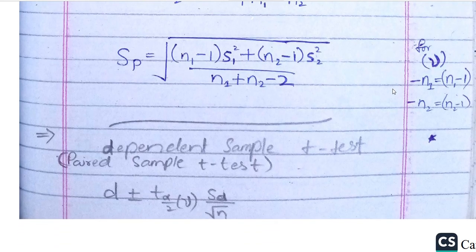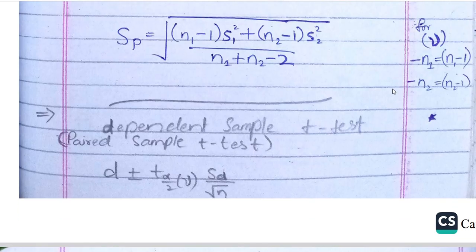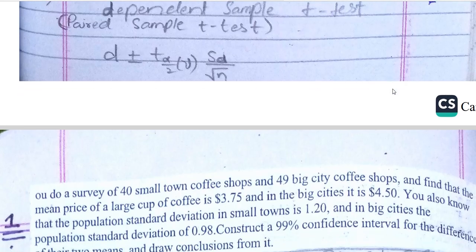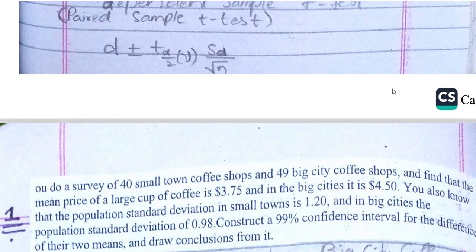And the last one is the dependent sample t-test, where we have paired samples. The formula will be d bar plus minus t alpha by 2 times s d divided by the square root of n. Now, how will we solve the question? The important thing I told you is just to understand the question. Now, this is the question.